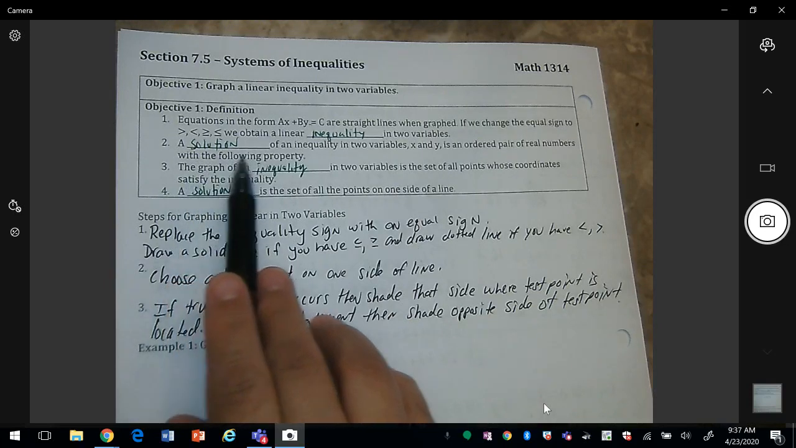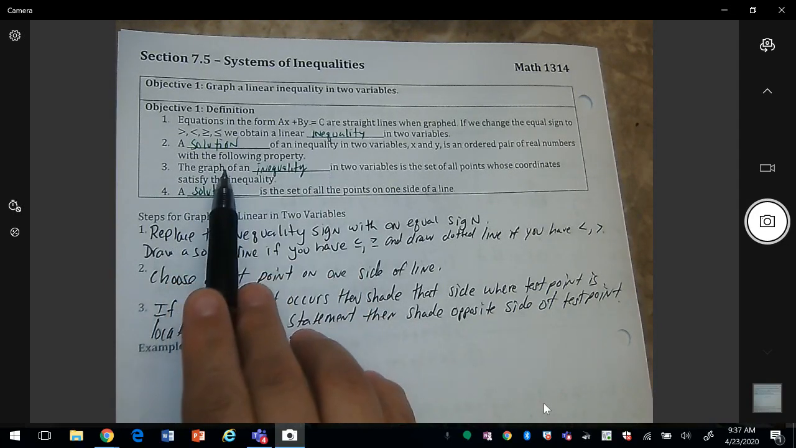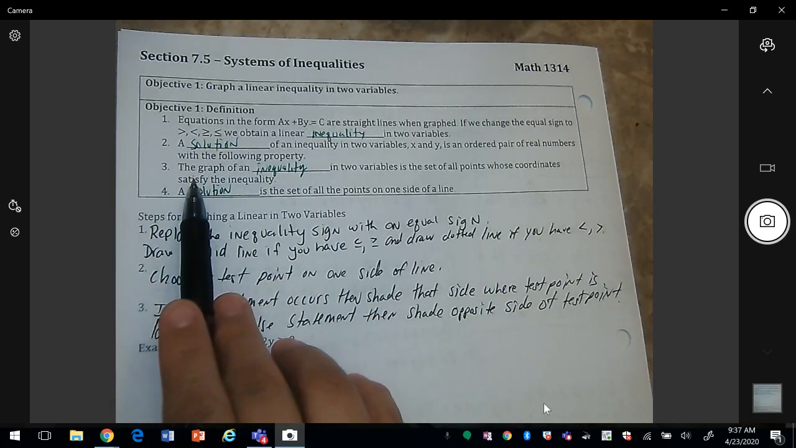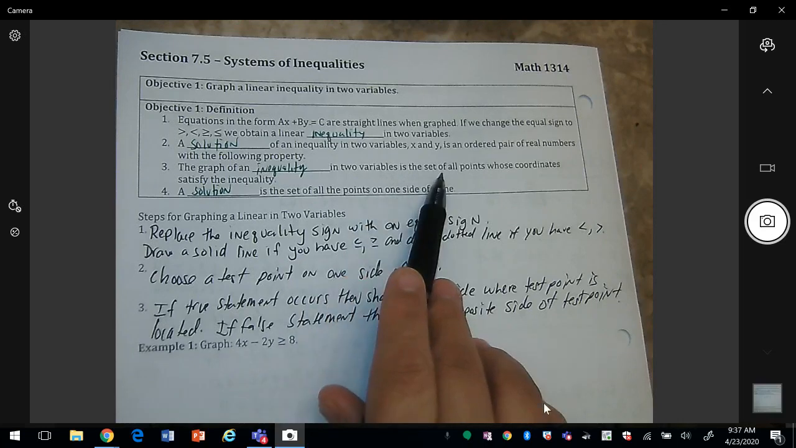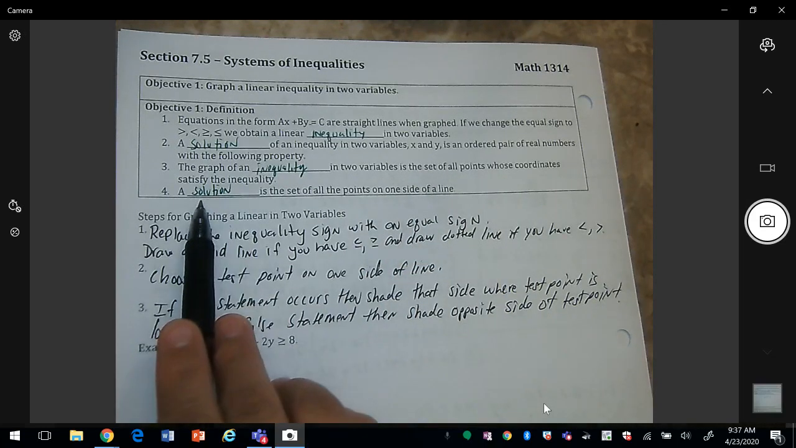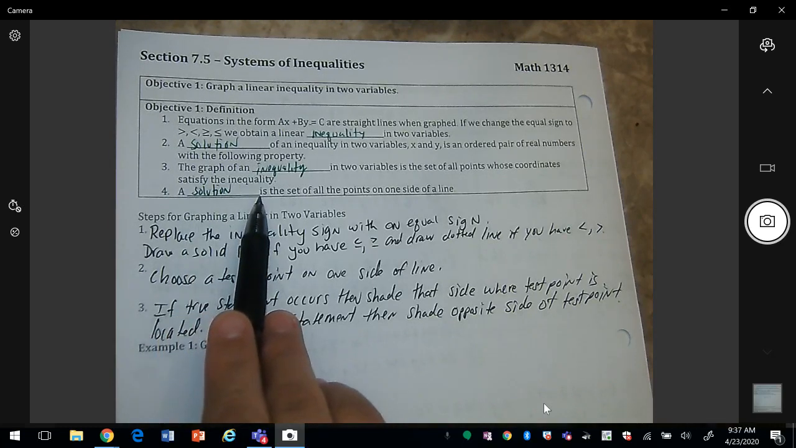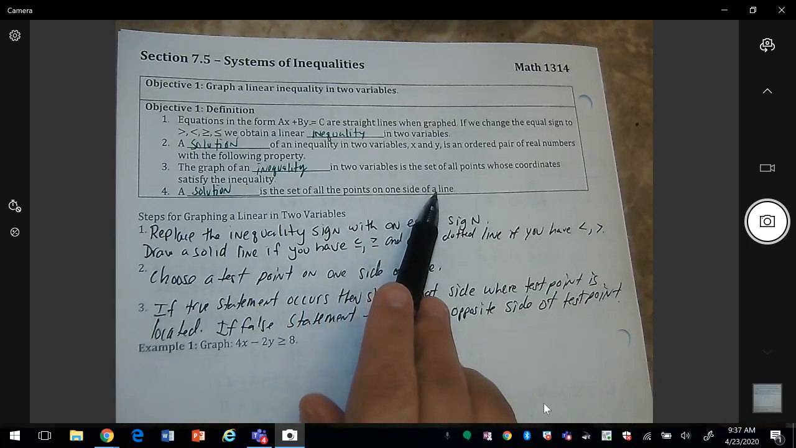A solution of an inequality in two variables is an ordered pair of real numbers with the following properties, which we'll discuss later. The graph of an inequality in two variables is the set of all points whose coordinates satisfy the inequality, and a solution is a set of all points on one side of a line which satisfy the inequality.